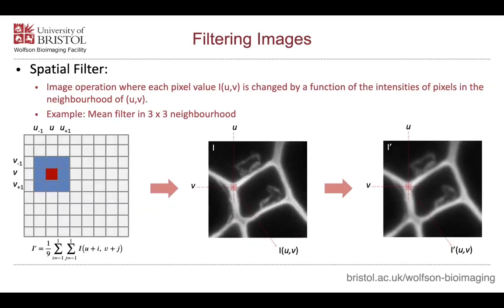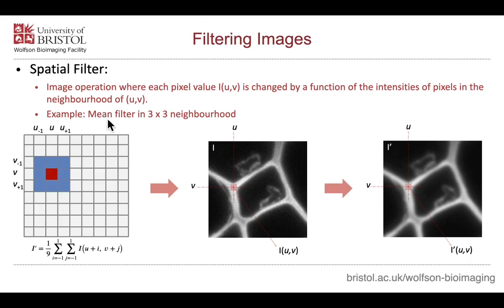The final thing we're going to go through is filtering images using spatial filters. Spatial filters are image operations where each pixel is changed by a function of the intensities of the pixels in the local neighborhood. This local neighborhood can be picked by you to be as big or as small as you want. Typically you're looking at a 3x3, 5x5, 7x7 neighborhood, that kind of range.